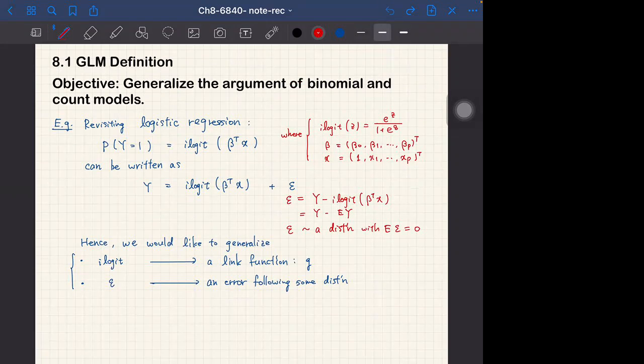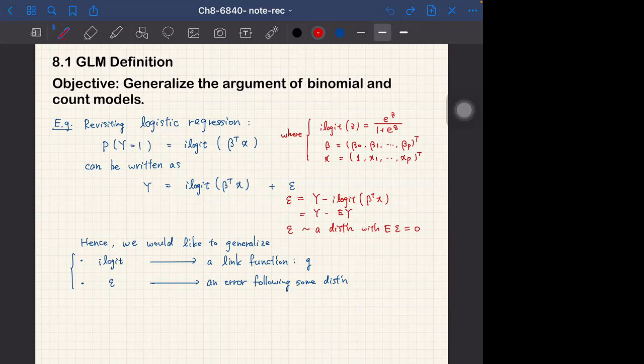Hi everyone. So we start chapter 8, the generalized linear model. This chapter is a little theoretical, more theoretical than the previous chapters. So I used the handwritten notes to explain some concepts. In later sections we will also have some R code as usual.